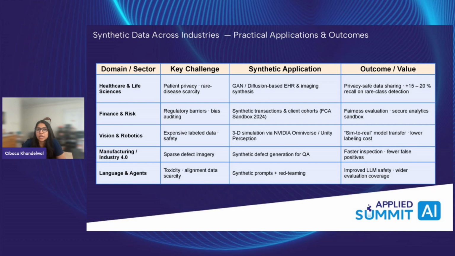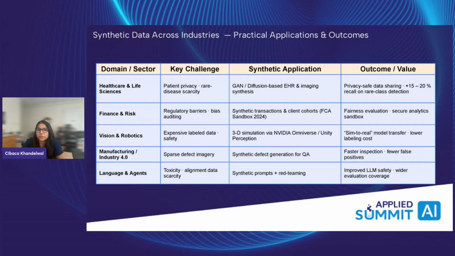We use generative adversarial networks and diffusion-based models to generate the EHR and imaging data. The outcome for this particular application is privacy-safe data sharing with 50 to 20% of recall on rare class detection. So this can also generate data which has not been found very frequently, just by seeing a few examples.